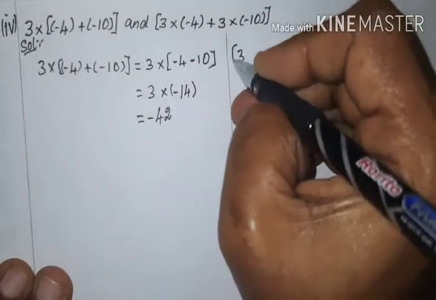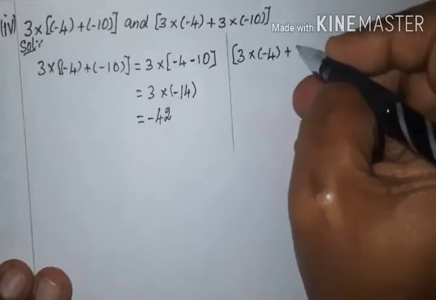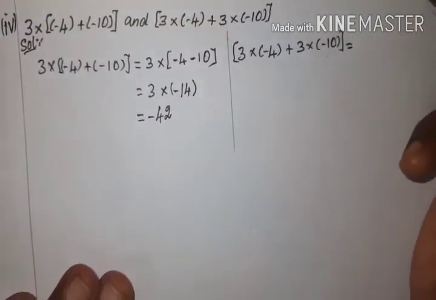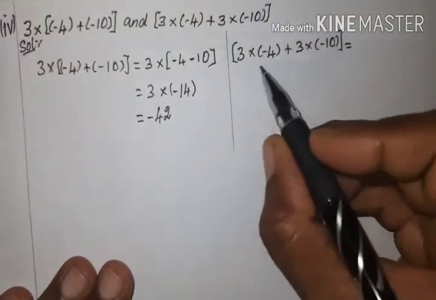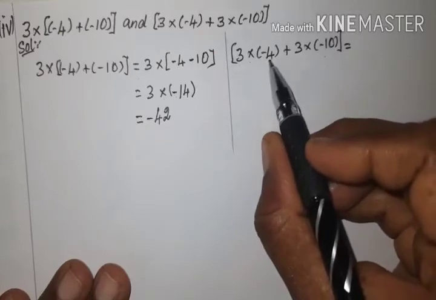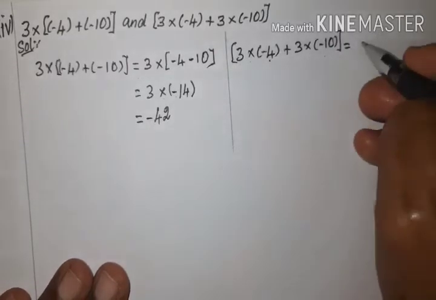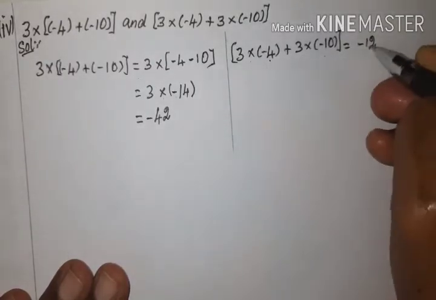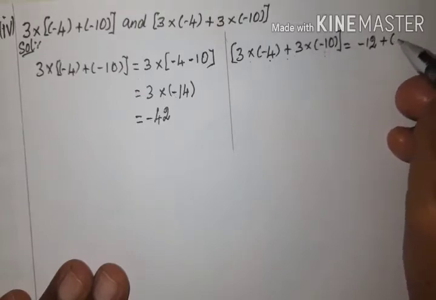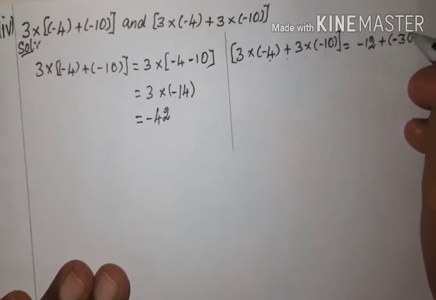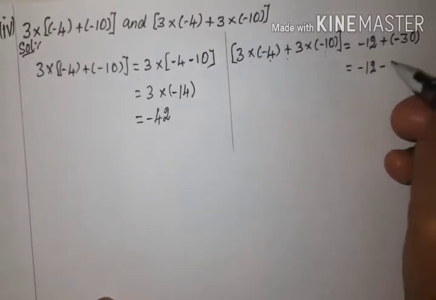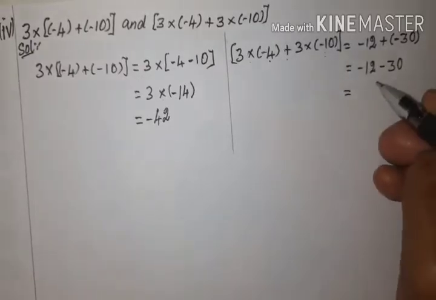Next value, find 3 into minus 4 plus 3 into minus 10 equal to, here distributive rule, first find the multiplication value. So 3 into minus 4, plus into minus, minus, 3 fours are 12. Next, plus into minus, here put plus into minus, minus, 3 tens are 30. Next, minus 12 plus into minus, minus 30. Same sign, add and write the sign.